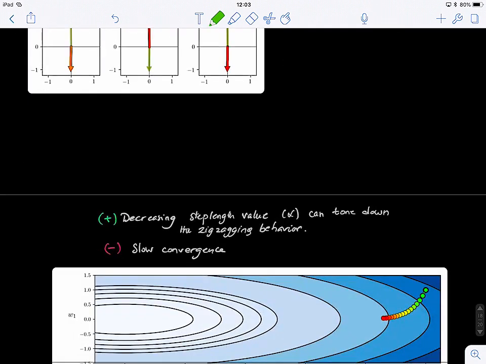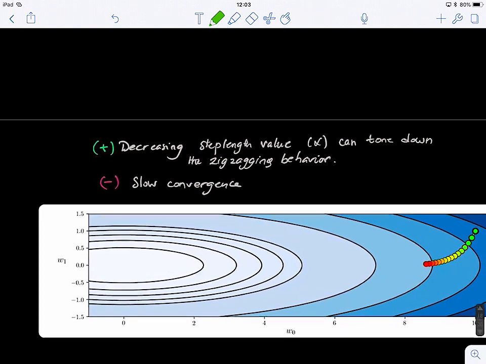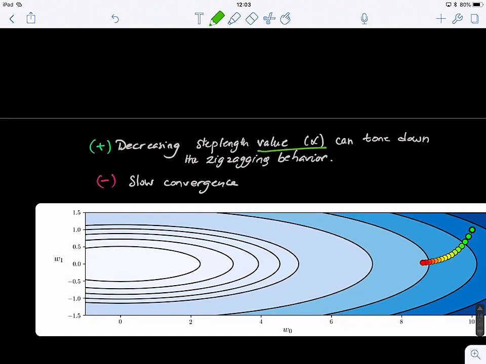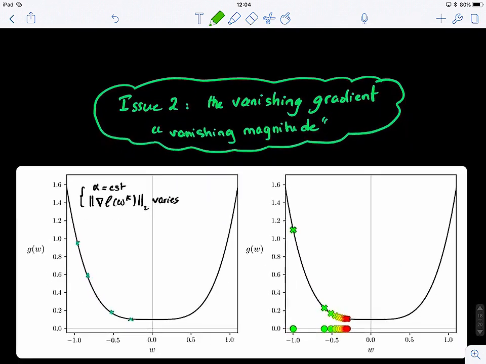Now, how do we solve this problem generally? So one way is to decrease the step length value alpha. If we decrease the alpha, you can see in the third case, we're avoiding the zigzagging behavior of the negative of the gradient, but still we have a very slow convergence, okay? So we did not solve the problem, okay? So that's issue 1 that you guys need to remember.